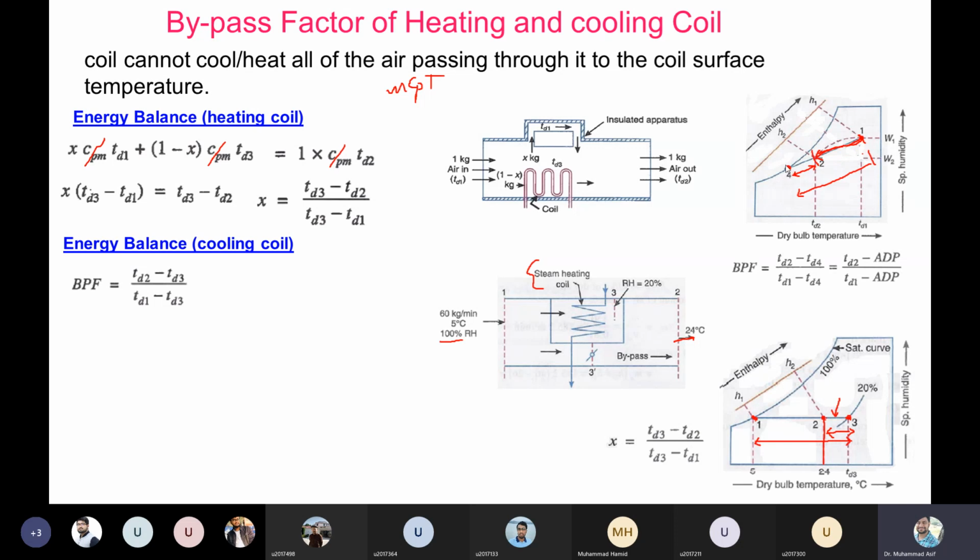And this temperature has a special name. It is called apparatus dew point, right? The apparatus dew point is the surface temperature of the coil. That's also called the apparatus dew point.